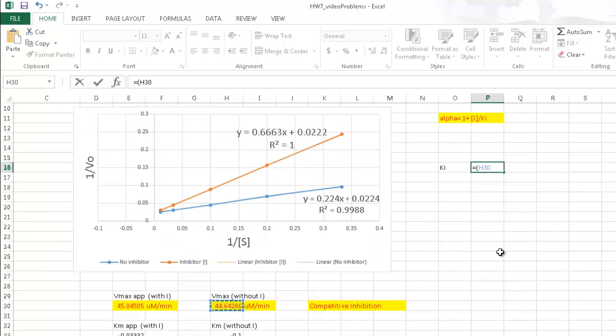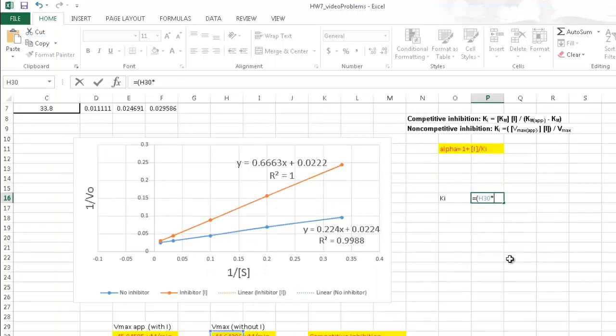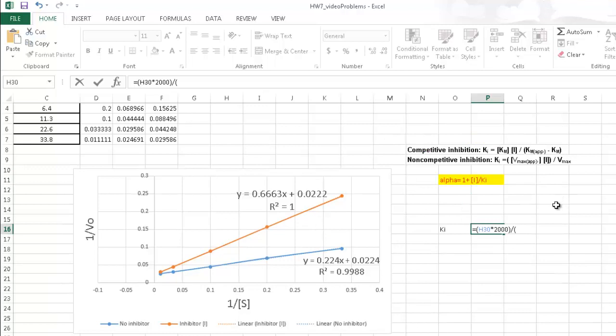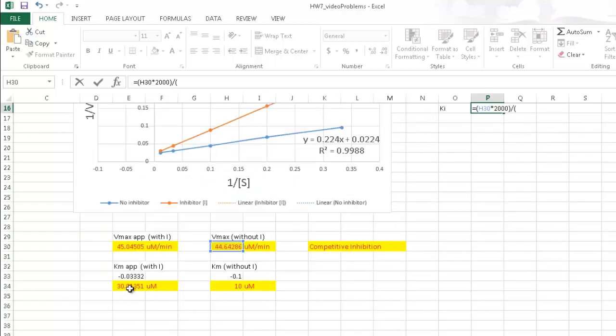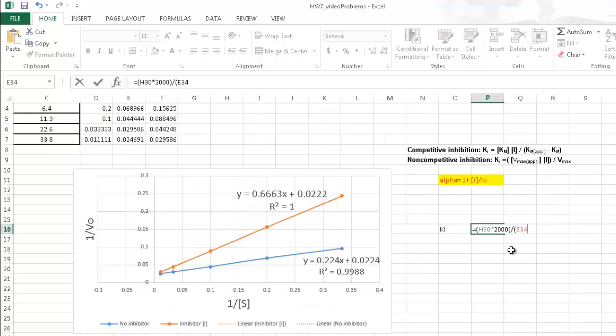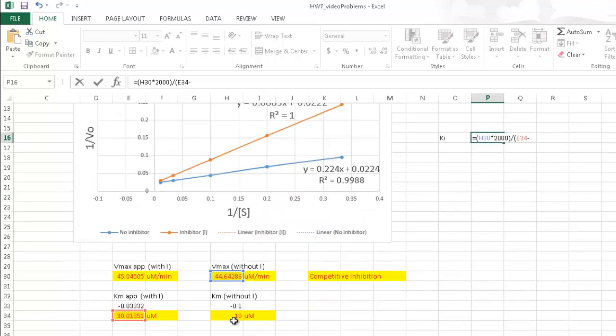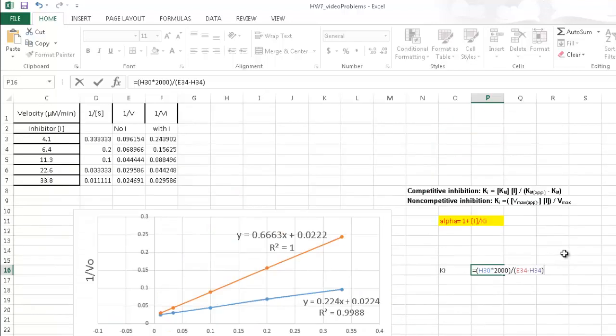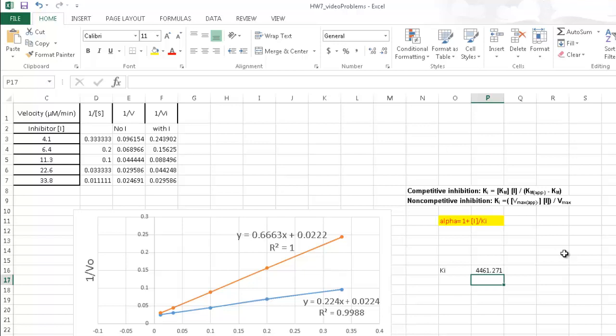So equals 44.64 times the inhibitor concentration. The inhibitor concentration is 2 millimolar or 2,000 micromolar. And we will divide this by the apparent Km, which is 30.0135, minus our actual Km without inhibitor, and that's 10. We close those parentheses, and we get a value of 4,461. So that's the equilibrium constant in which the inhibitor and the enzyme will bind. So that number, how high it is, will tell you how closely the affinity is between the inhibitor and the enzyme.